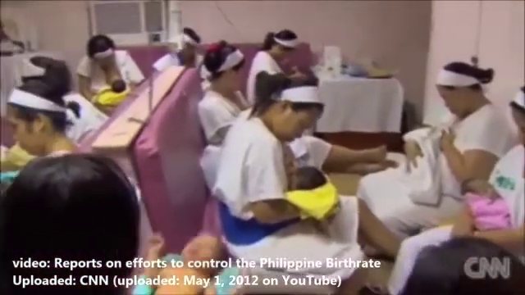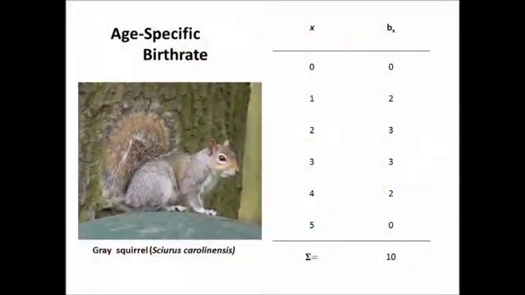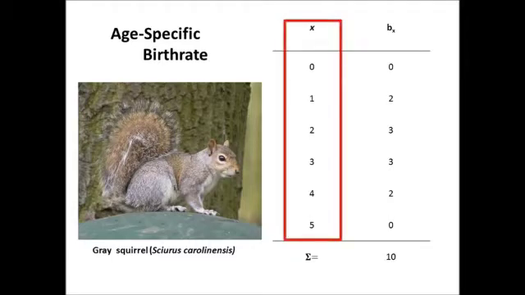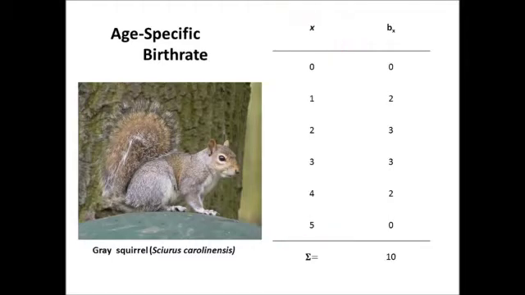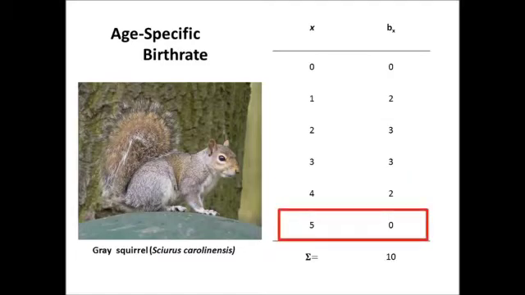A table of age-specific birth rate of gray squirrel population showed that with increasing age of a reproducing mother, the number of offspring produced decreases. X is the age of females, and BX is the number of offspring produced. At age 0, females produce no young, thus the value of BX is 0. The average number of offspring produced by a female at ages 2 and 3 increases to 3, and by reaching the age of 5, females no longer reproduce, therefore BX is 0.